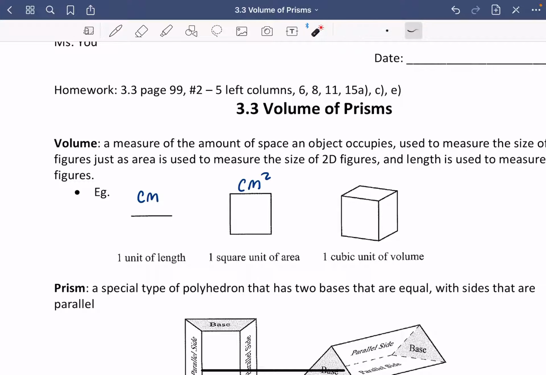Now, if you were asked to measure the volume, then it's a 3D object. Okay, so for a 3D object, you will have cubic units. So something like centimeter cubed, or meter cubed, etc.